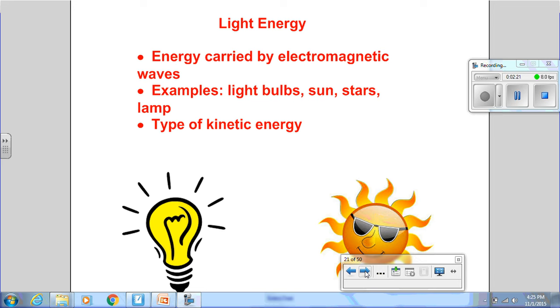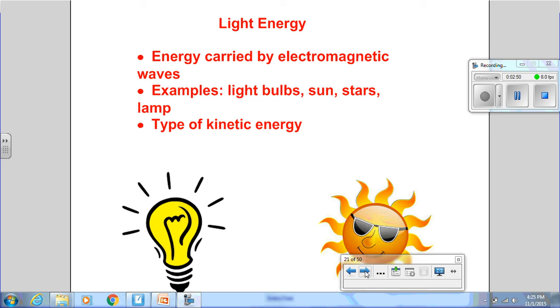Let's talk about light energy first. Light energy is known as energy that's carried by what we call electromagnetic waves. Some examples of light energy might be things like light bulbs, the sun, the stars, or even a lamp. Light energy provides us with the ability to see different objects. Later on, we will talk about more specifically what these electromagnetic waves are.